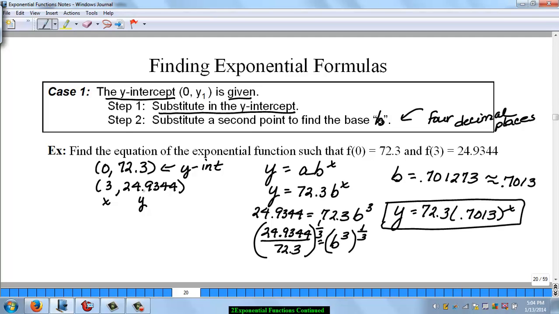So the key points, you substitute your y value in first. Then you got to find your b, so you plug in your other point, x, y, solve it, and you have to raise it up to get b to the first power, and then make sure you round it to at least to 4 decimal places, and bam, you have your formula.